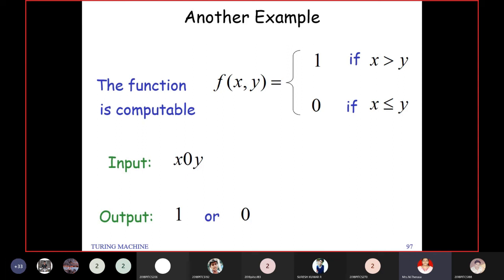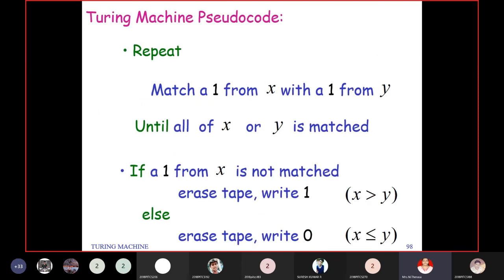Here you are given another function: f of x comma y is equal to 1 if x is greater than y, and 0 if x is less than y. Okay, and the result: if x is not matched, erase the tape, write one. Else erase the tape, write.